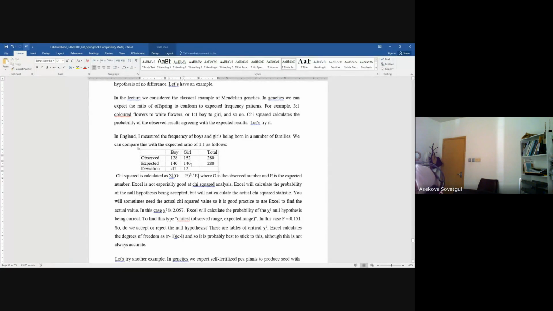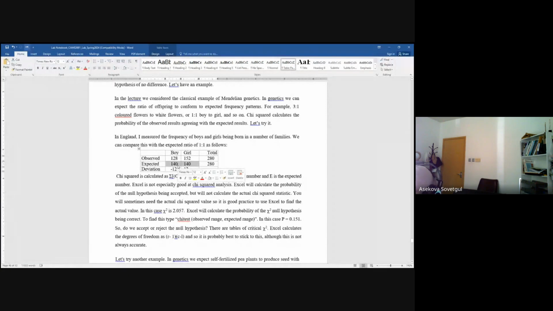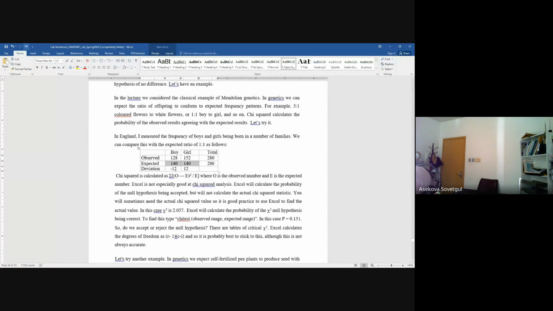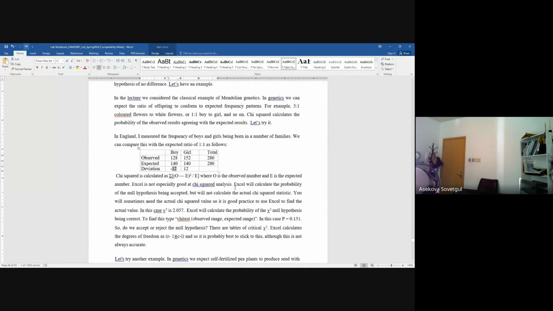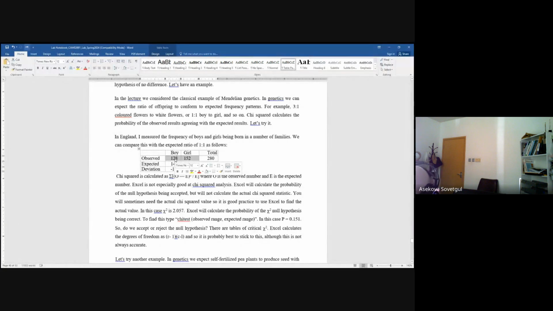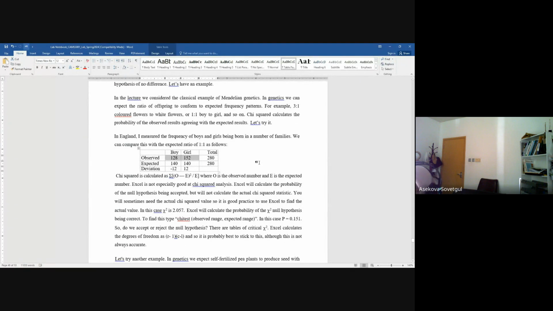So I would like to test, because here I see the deviation is 12. Do you see this much deviation? So it's not really an error, or is this the fact? In that case, I want to test whether the numbers that I recorded fit the 1 to 1 ratio. Statistically, I want to make sense of it.